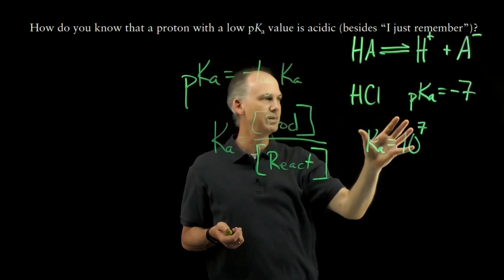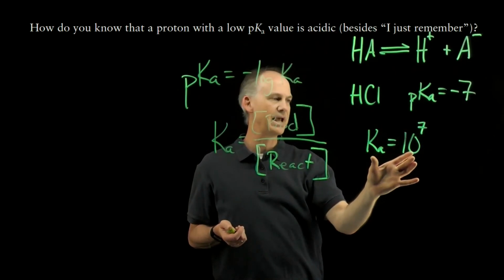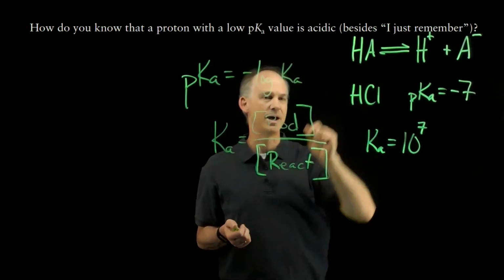And so by having a small pKa, therefore a large Ka, that means there's more dissociated of the reaction than not dissociated.